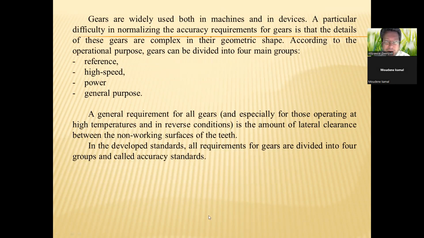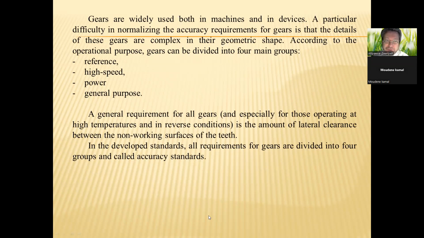Gears are widely used both in machines and in devices. A particular difficulty in normalizing the accuracy requirements for gears is that the details of these gears are complex in their geometric shape.